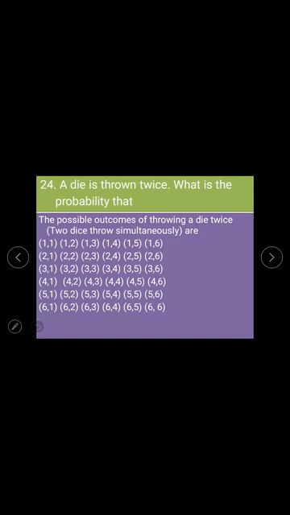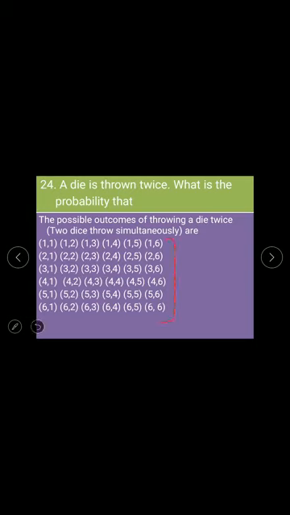What can we get? The first one can get 1. Can we get 1? Yes. The second one can also get 1. Both can get 1. Is that the only chance? No. The first one can get 1 and the second one can get 2. Yes, he can get that. The first one can get 1 and the second one can get 3. The first one can get 2 and the second one can get 1. Like that, these many chances we can get. These are the possible chances.